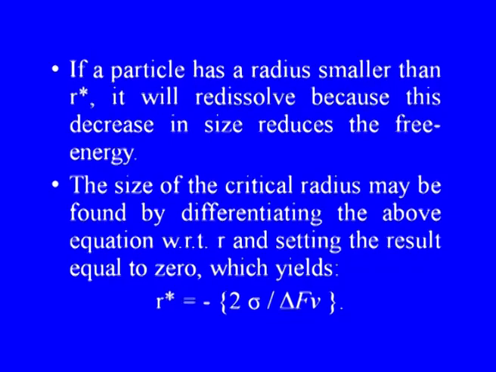If a particle has a radius smaller than r star, it will redissolve because this decrease in size reduces the free energy. The size of the critical radius may be found by differentiating the above relationship with respect to r and setting the result equal to 0, which then yields r star equal to minus 2 sigma by delta f v.